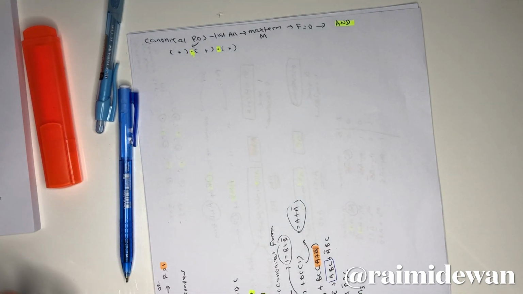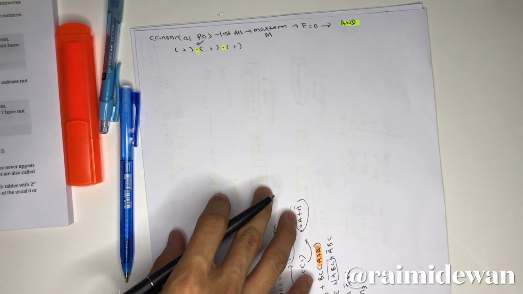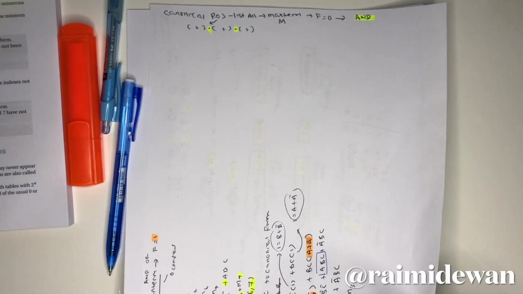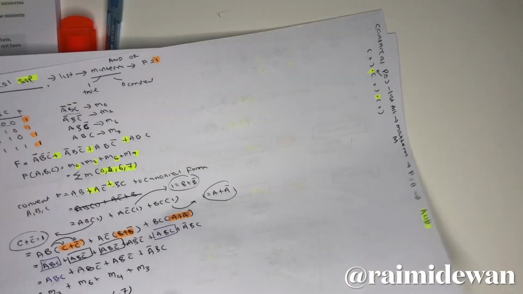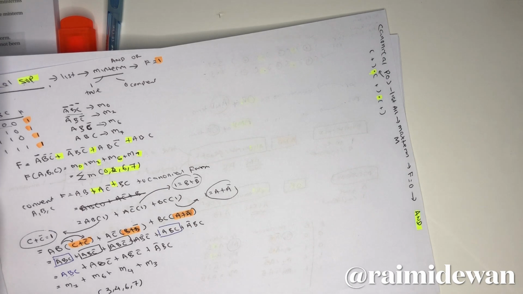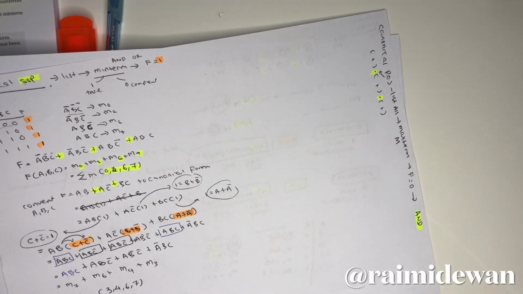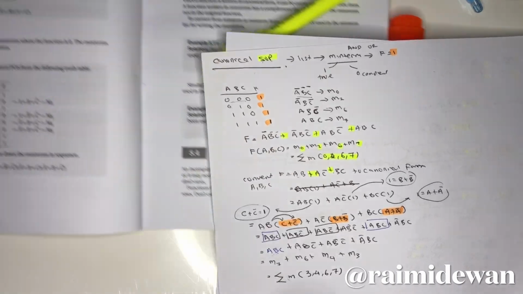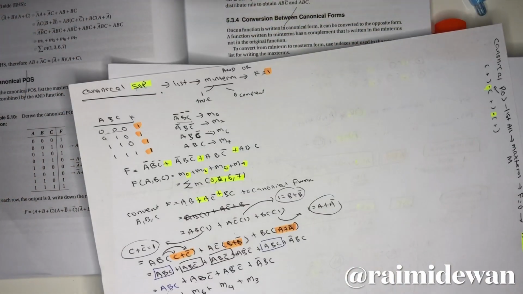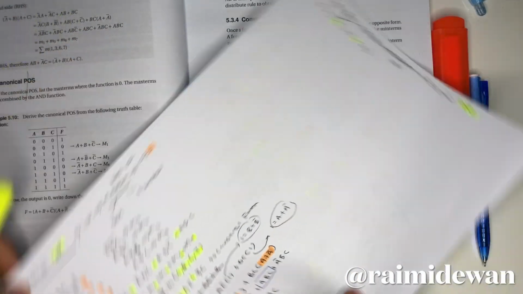Let me see if they are using the similar page. So they are referring to the similar table. I don't want to waste. Jangan bazir kertas. Just tulis apa yang perlu saja.